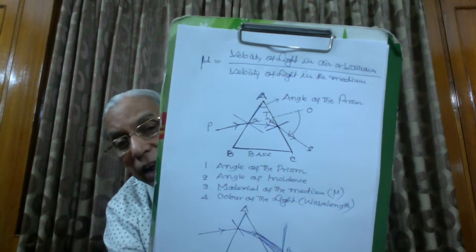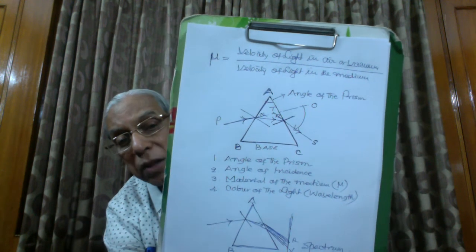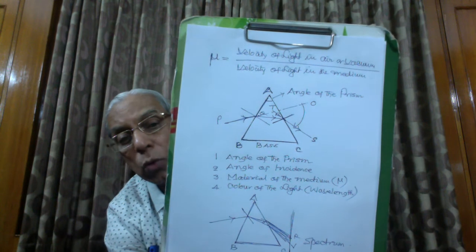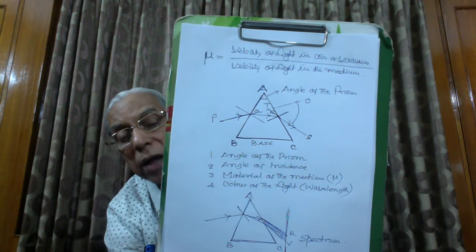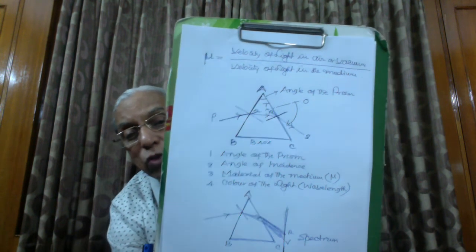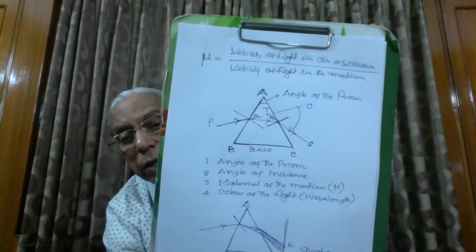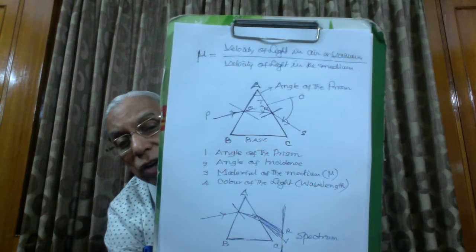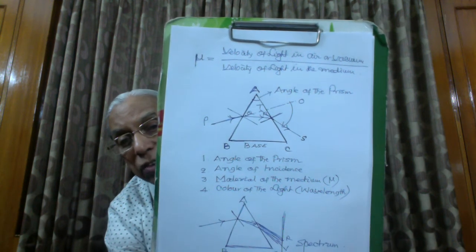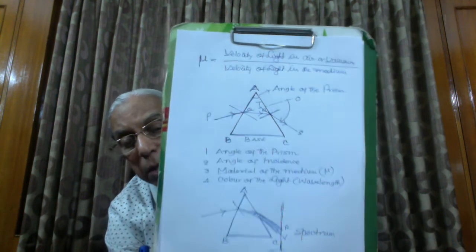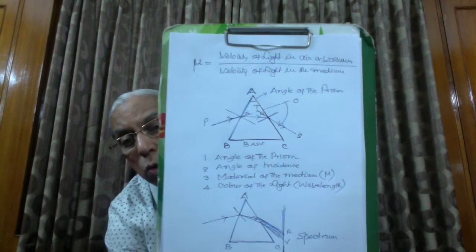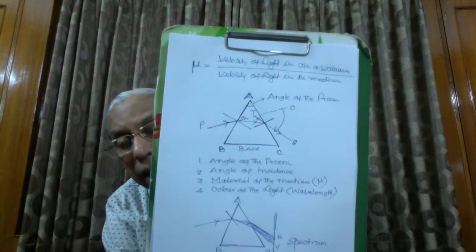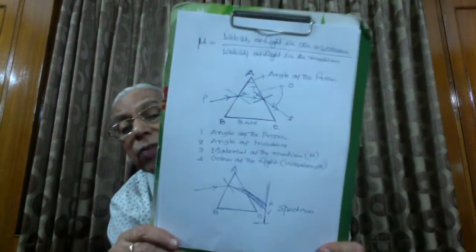Please understand another point. Suppose you don't place a prism in the path of that light. What will happen? PQ would have continued to travel along its own path, which is represented by which one? Dotted lines. Because you have placed a prism in the path of light, it is now traveling along RS. It is emerging out of the prism along RS. That means its original path has been deviated through some angle. And that particular angle is called the angle of deviation.